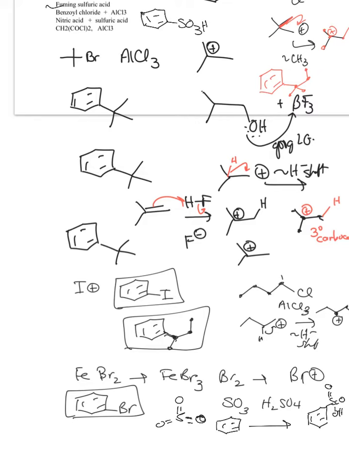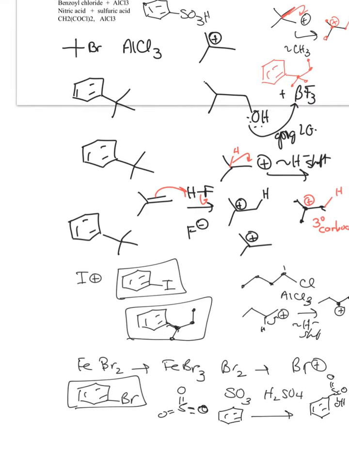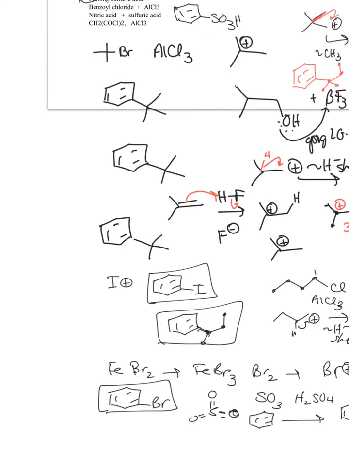The next one is benzoyl chloride and aluminum trichloride. This is a Friedel-Crafts. So when you have benzoyl chloride and aluminum trichloride, this is going to give you the acylium ion. Here's your acylium ion, and this is going to react with benzene to make this product here.